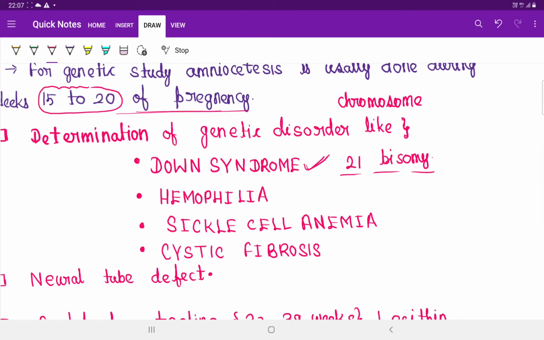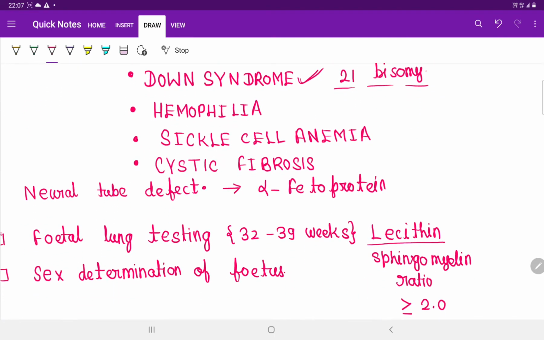Not only that, in the case of neural tube defect, alpha fetoprotein increases in the amniotic fluid. So we can bring out the amniotic fluid and study it for alpha fetoprotein also. And not only that, we can go for a study of maturation of the lung also.